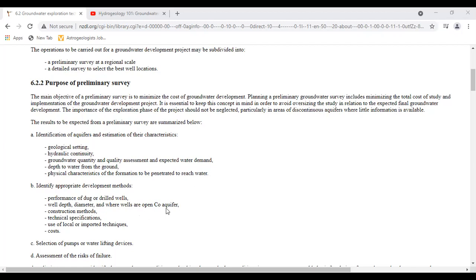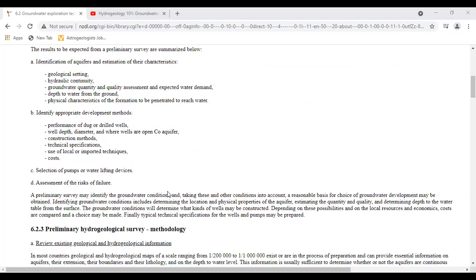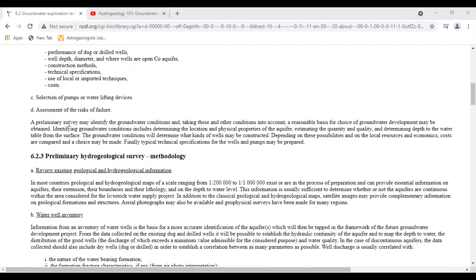And guys, here identify appropriate development methods: performance of dug or drilled wells, well depth, diameter, and whether wells are open to the aquifer, construction methods, technical specifications, use of local or imported techniques, costs. So selection of pumps or water lifting devices. Here guys, assessment of the risk of failure.